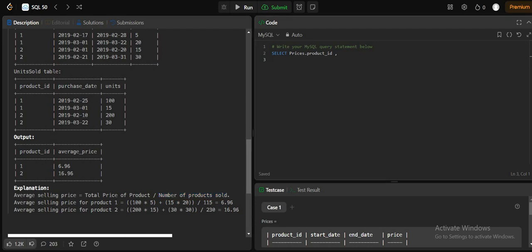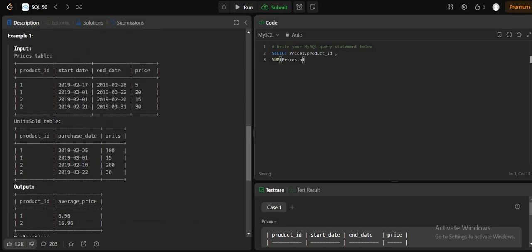So here, sum of prices dot price multiplied by units sold dot units. Okay, for the dates where the price is different, we will multiply and add the sum. So the total price is calculated.